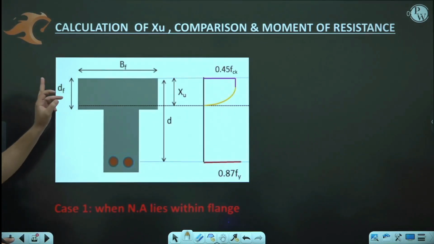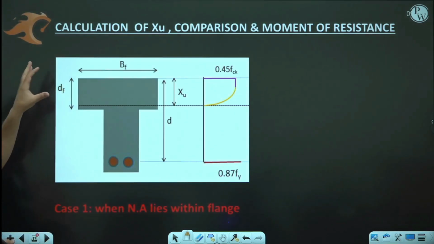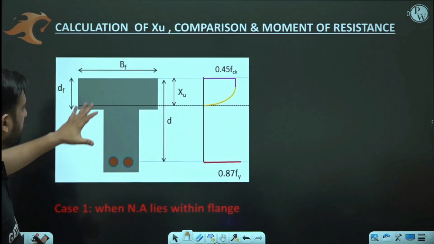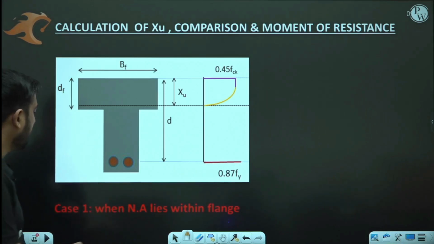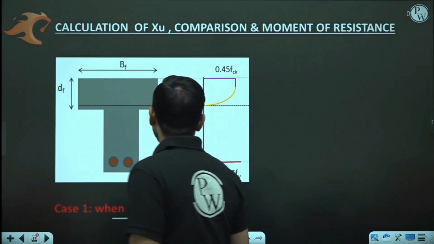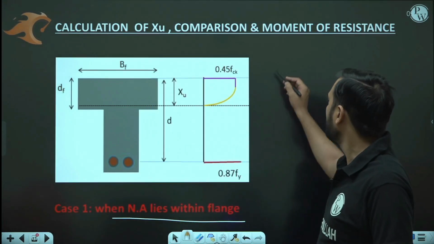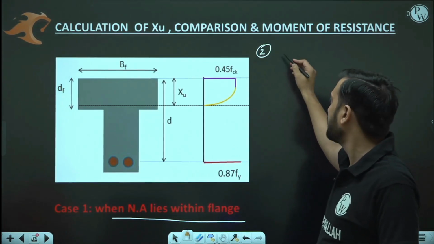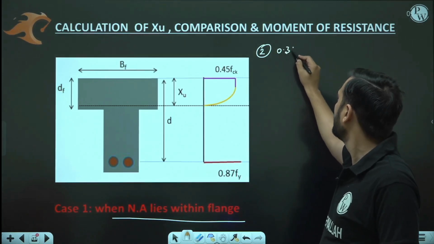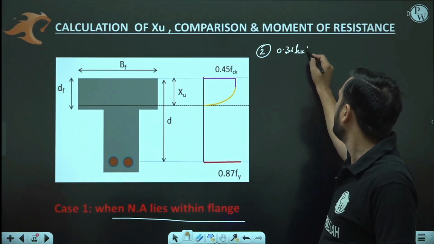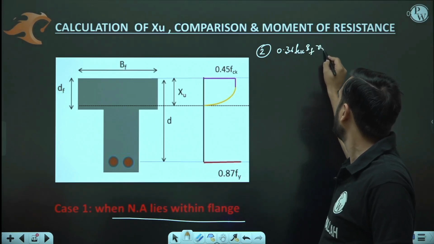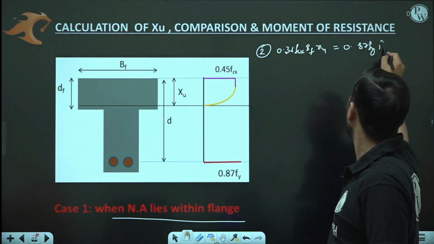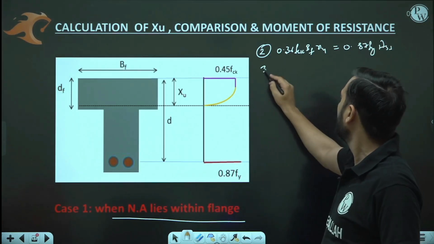Okay, so if I'm going to club this XU comparison moment of resistance, you can see there, case number 1, when the neutral axis lies within the flange, it is not at all a complicated case. Simply, step number 2 means calculation of XU: 0.36 FCK BF XU is equal to 0.87 Fy AST. That's all.